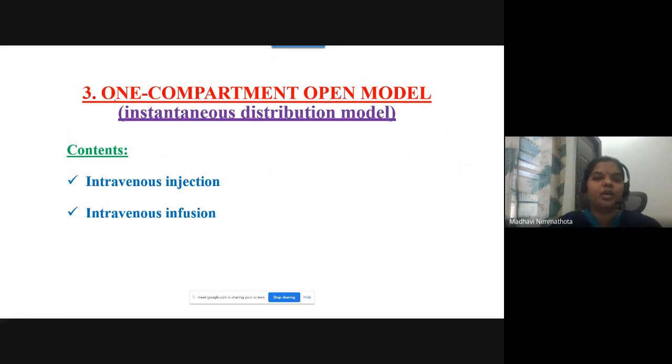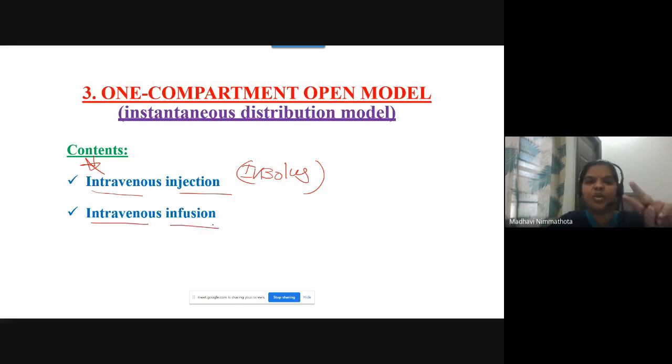And then what is the basic phenomenon for this one compartment open model? I will tell you. This is also called the instantaneous distribution model, and the contents which you are going to read under this third unit are intravenous injection. This is also called bolus, IV bolus, intravenous injection. This is the most important question. And then intravenous infusion. So you have 2 different kinds of routes of administration that you are going to read under this one compartment open model.